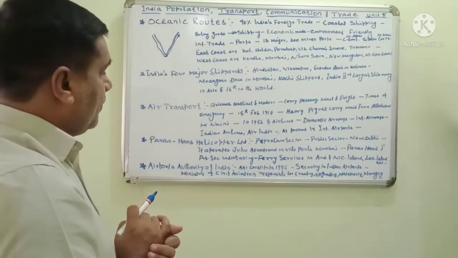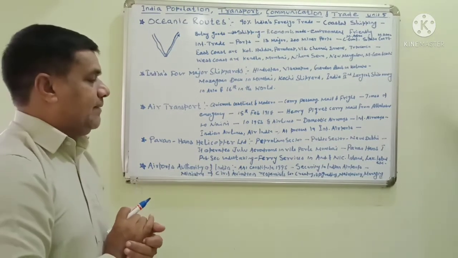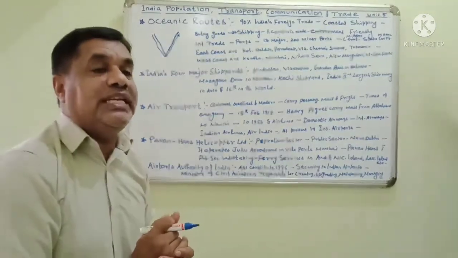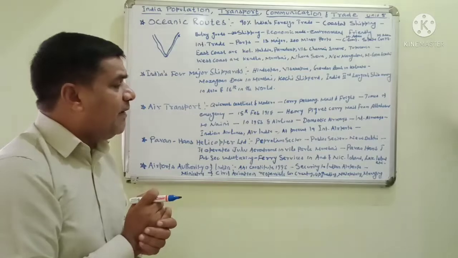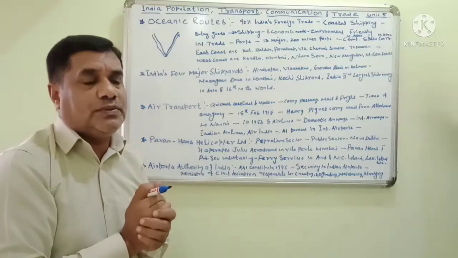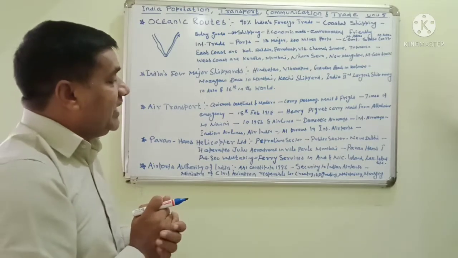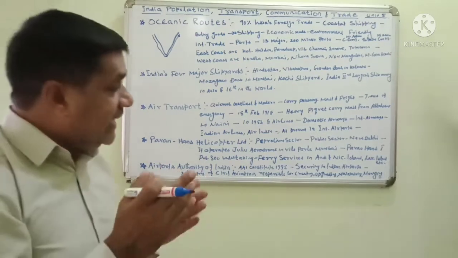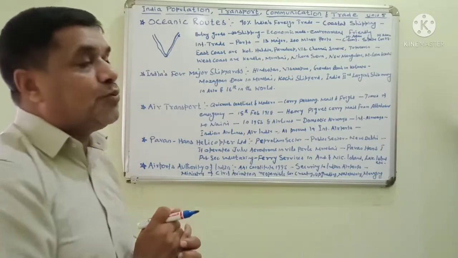Noted. Airports Authority of India, AAI, was constituted in 1995. The Airports Authority of India mainly provides security to Indian airports. Indian airports' security is maintained by the Airports Authority of India, and the Ministry of Civil Aviation is responsible for creating, upgrading, maintaining and managing air transport.